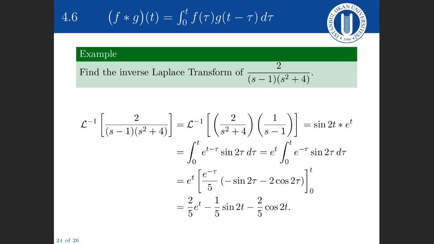Again, we could have solved this problem using partial fractions. The calculation would have taken a little bit longer. Here we're using the convolution integral, and then the only time-consuming bit really is to use integration by parts to calculate this integral.